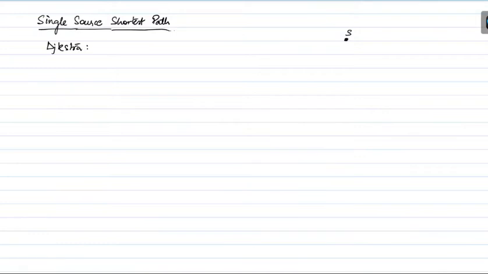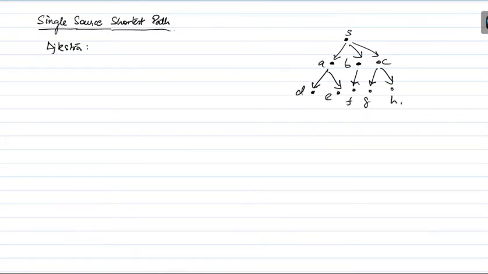When you run a single source shortest path algorithm, what you get is a tree. It's called the SSSP tree, single source shortest path tree. So A, B, C, D, E, F, G, H. The output is a tree, and the path from S to any node in this is the shortest path. Obviously we are dealing with a weighted graph.